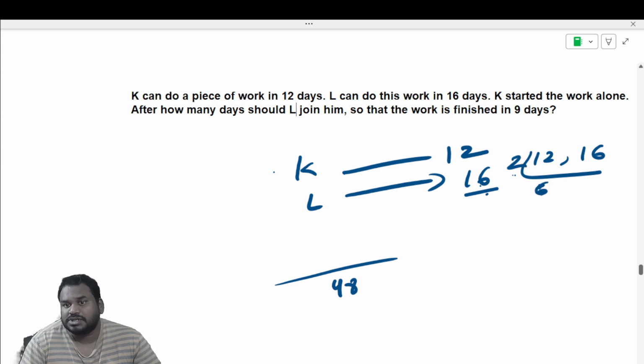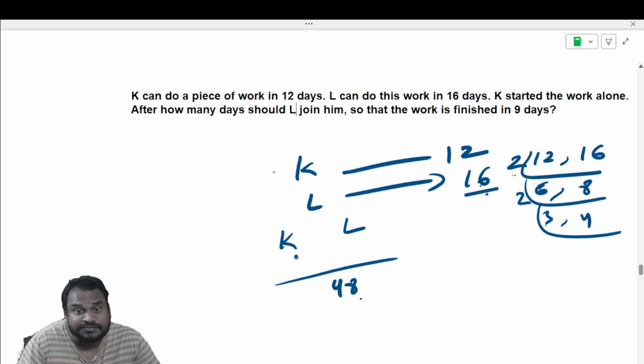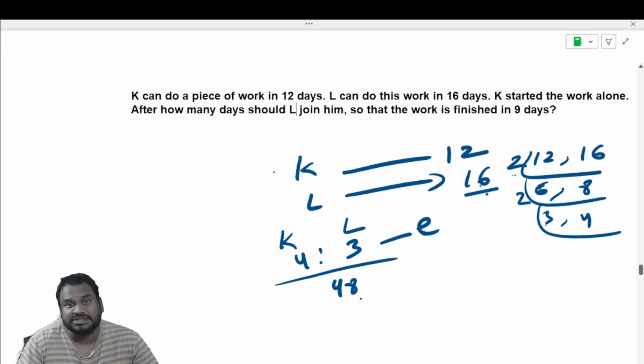Or else you can do this way: 2 2s are 4, 4 3s are 12, 12 4s are 48. Now I'll write K here and L here to find out the efficiency. 48 by 12 is 4 and 48 by 16 is 3. So 4 is to 3 are their efficiencies.